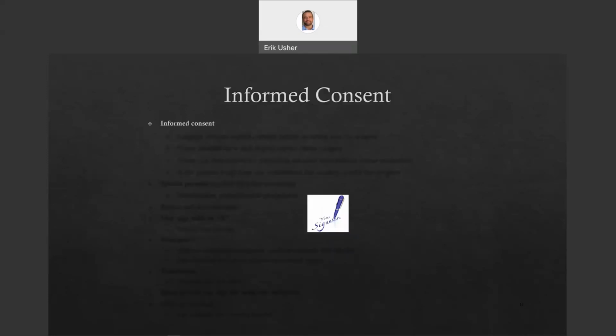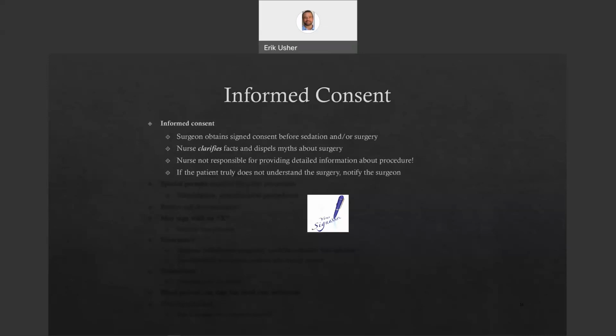So talking a little bit about that informed consent, again, it's the surgeon's responsibility to obtain the signed consent before sedation and surgery. So nurses can witness. We clarify facts. We can dispel myths about the surgery, but it's not our job to do the risk-benefit ratio on that and make sure that the patient firmly understands. We're not responsible for that information. If the patient truly doesn't understand the surgery, you've got to notify the surgeon. It's not our place to fill in those blanks. It's the surgeon's job for that.